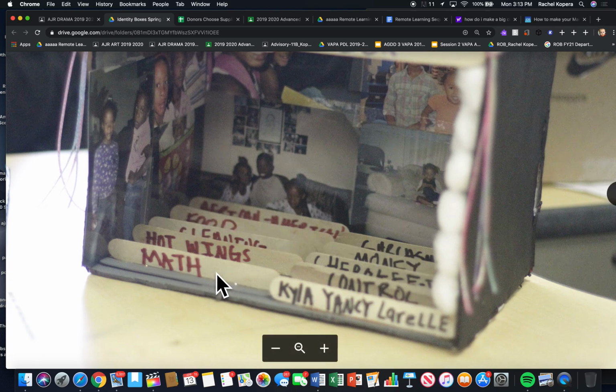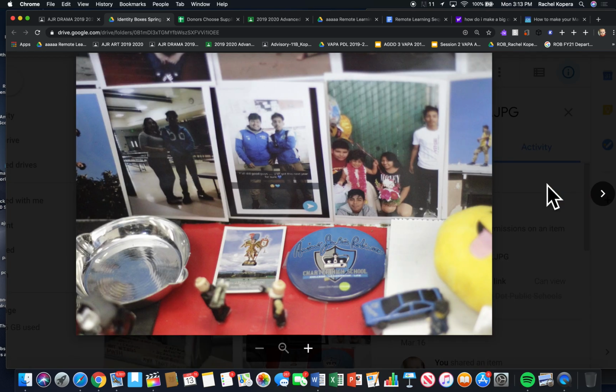Check it out. Popsicle sticks. Looks like this is a bunch of people that are important. Kyla Yancey. And I think this is a bunch of sisters. It's Kyla and her sisters. Hot wings! I mean, if that is a part of your internal identity, you're putting that in there. What a beautiful inside. Again, don't tear up your mom's pictures without asking her.